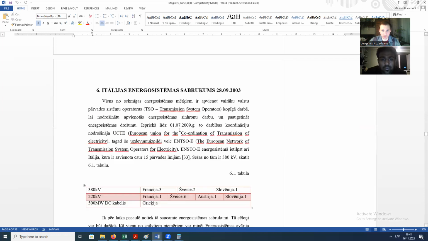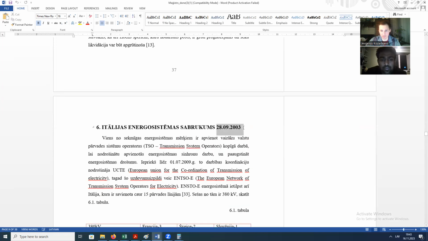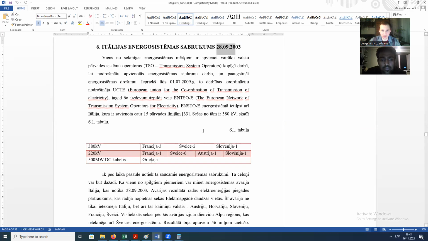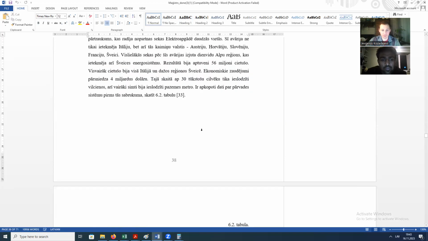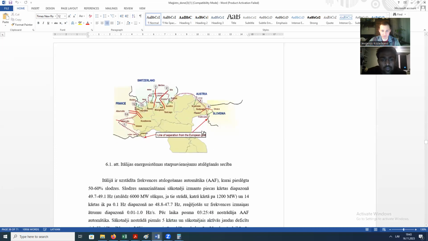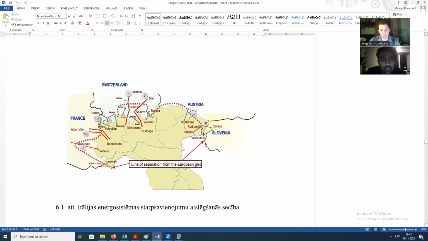So first of all, it happened on the 28th of September in the year 2003. What we have first of all is the map of Italy. As you know from geography, Italy is connected to Europe via several border countries like France, Switzerland, Austria, and Slovenia. Italy by itself is a deficit country, so they can't produce enough electricity for their demand. That's why they're buying electricity quite a lot.